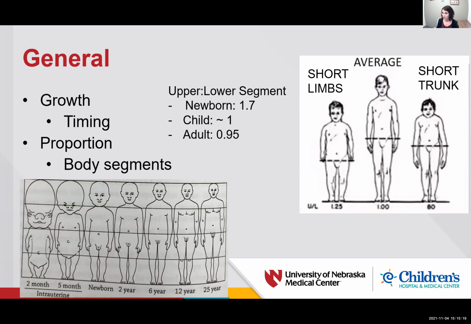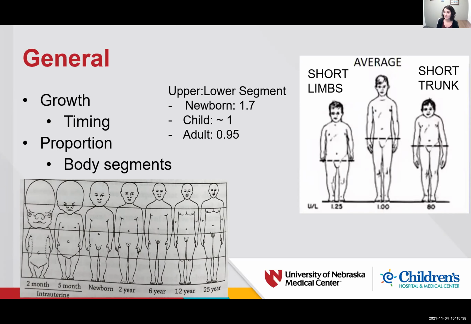So for individuals with short limbs, you see that the upper segment is relatively larger than the lower segment, and therefore your upper to lower segment ratio increases, and vice versa if you are looking at something where there's more truncal shortening compared to limb shortening.